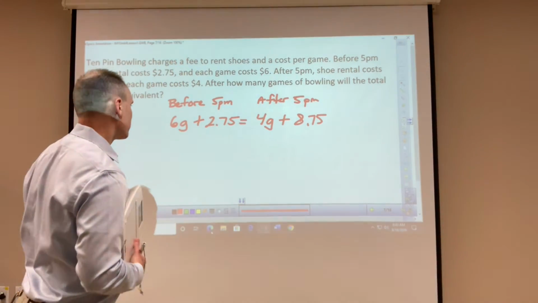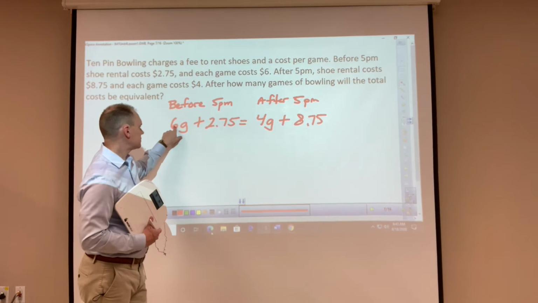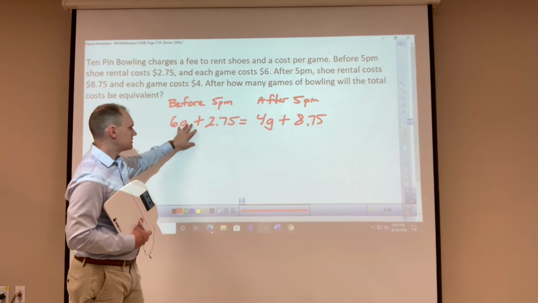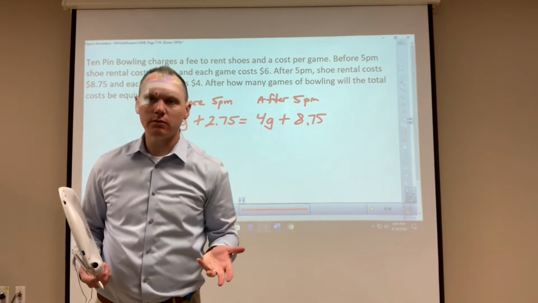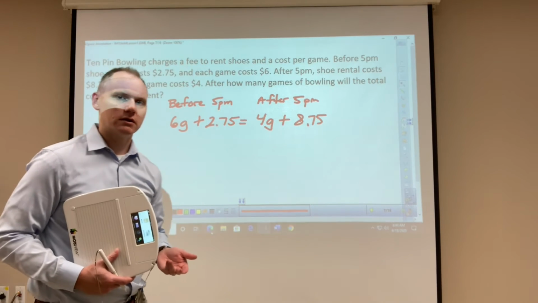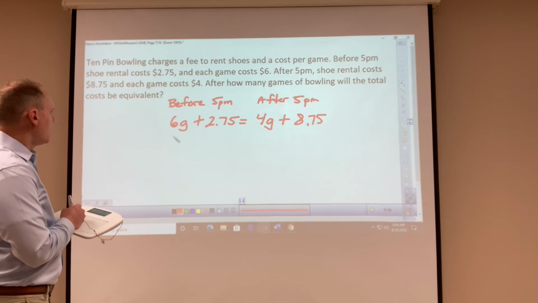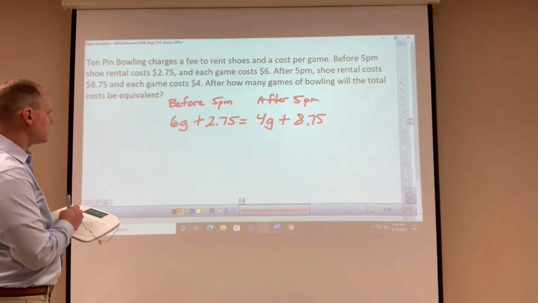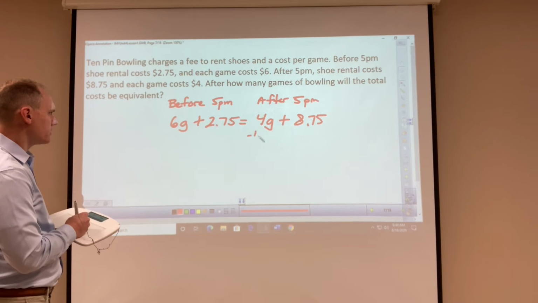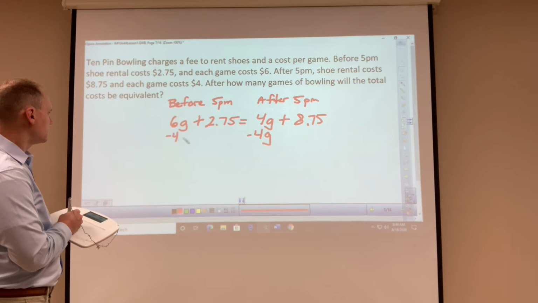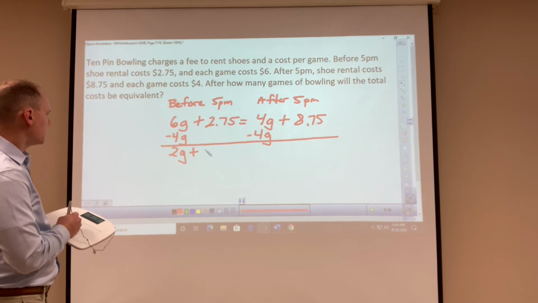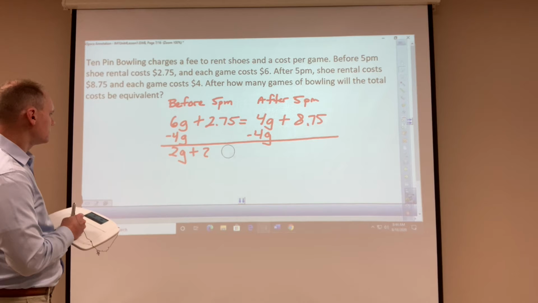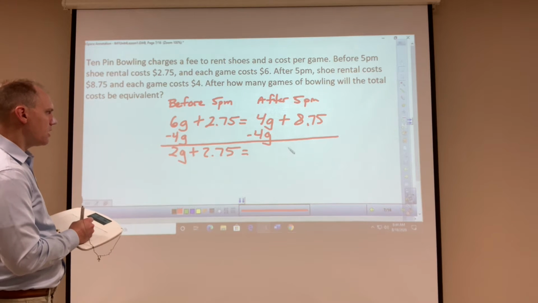Okay, after one game, so you're gonna have 6 plus 2.75. That'd be 8.75 here. After one game, it would be 12.75. So they're not equal after one game. So how many games does it take? All right, so let's see here. What we can do is, so we got 6G over here and 4G over here. We can subtract 4G from both sides. And that's going to give us 2G over here. And that does not impact the 2.75. 4G minus 4G is 0G, so nothing there. And then we just have the 8.75.